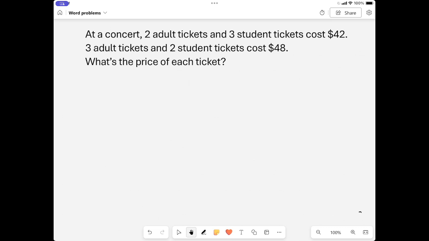So the first thing I like to do is just figure out, let's define the variables, right? Because I see I have some numbers here. I have a 2 and a 3 and a 42. But I also see that there's adult tickets and student tickets on each one. That seems to be the key thing. And what is he asking for in the problem? What's the price of each, meaning what's the price of an adult and what's the price of a student? So I'm just going to say A is equal to adult, right? And S is equal to student.